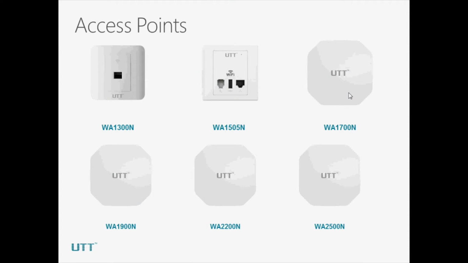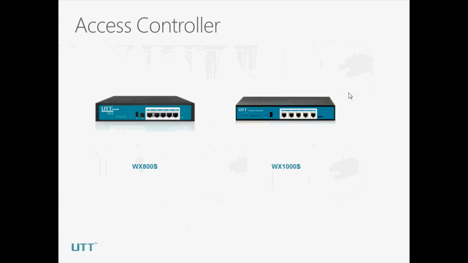UTT access points now include WA1300N, WA1505N, WA1700N, WA1900N, WA2200N, and WA2500N. UTT access controllers now include WX800S and WX1000S.